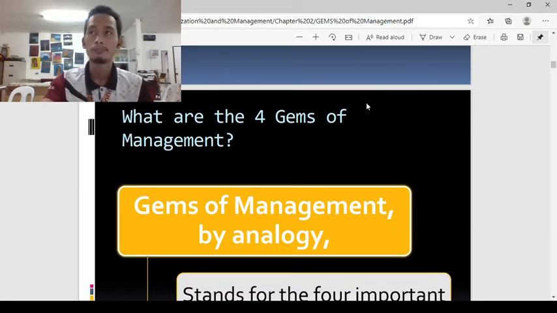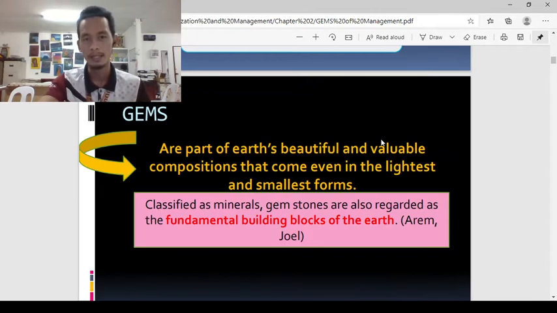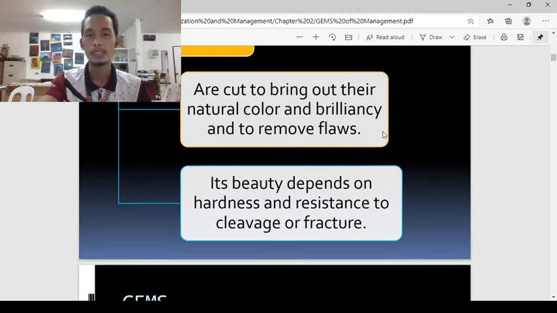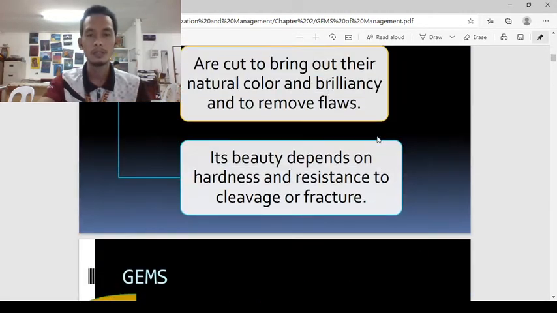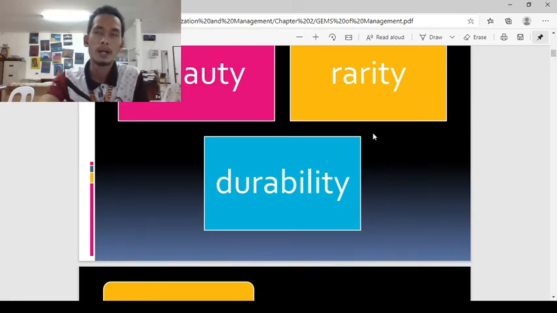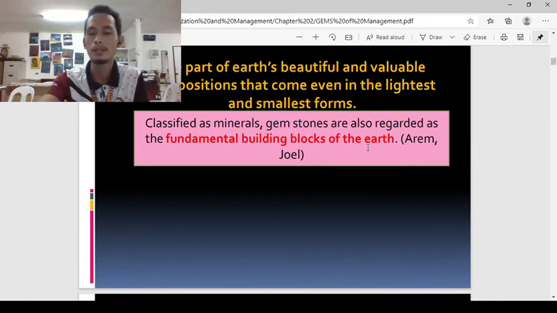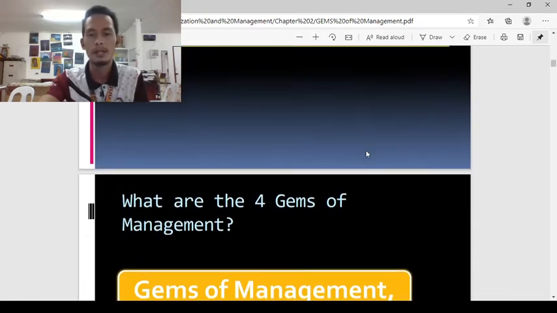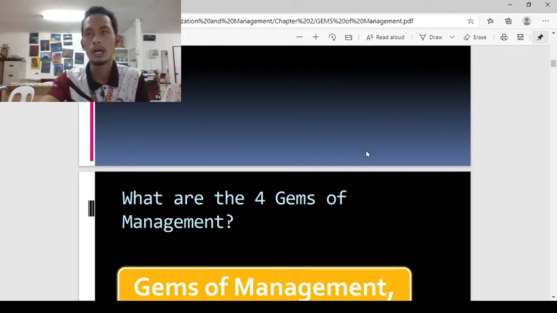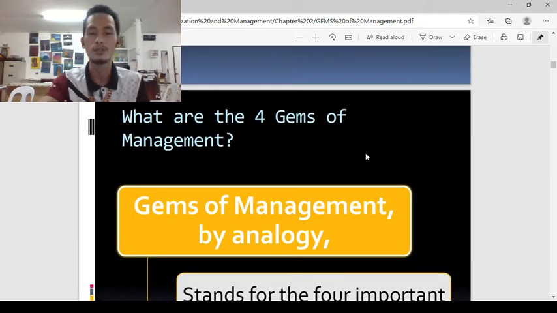Now, our topic today has something to do with gems that you know, the gems that are beautiful, rare, and durable. What we were talking about a while ago are gemstones, beautiful, rare, and said to be the fundamental building blocks of the earth. Now, these gemstones will be compared to the gems of management. These gemstones are compared to the management process, which is also considered the gems of management.